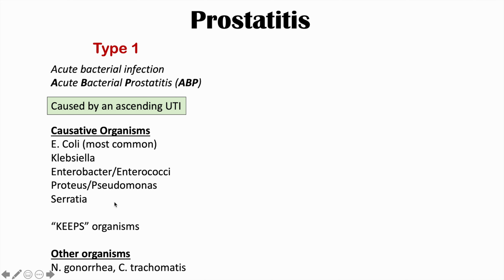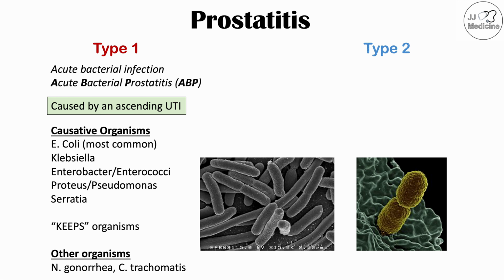And then some other organisms that can cause type 1 prostatitis include Neisseria gonorrhea and Chlamydia trachomatis. These are sexually transmitted infections, and this is the reason why unprotected sexual intercourse is a risk factor for getting prostatitis. Now let's talk about type 2 prostatitis.